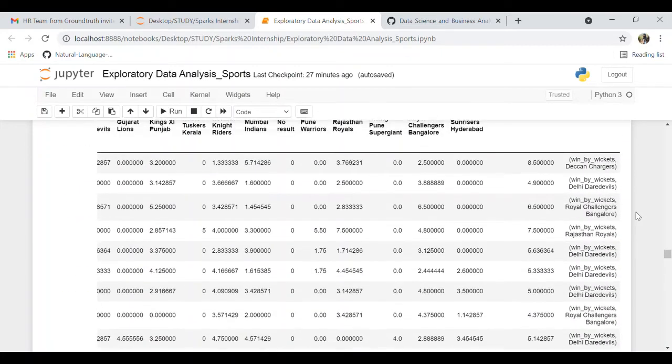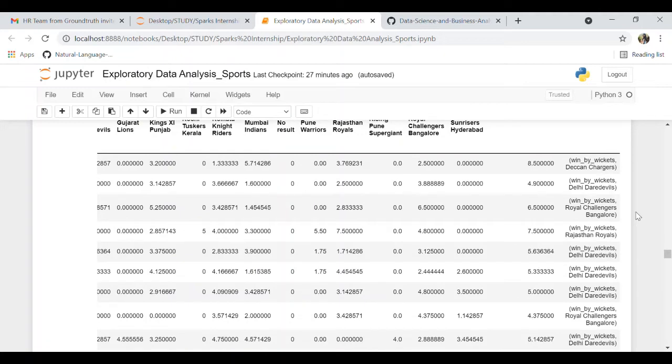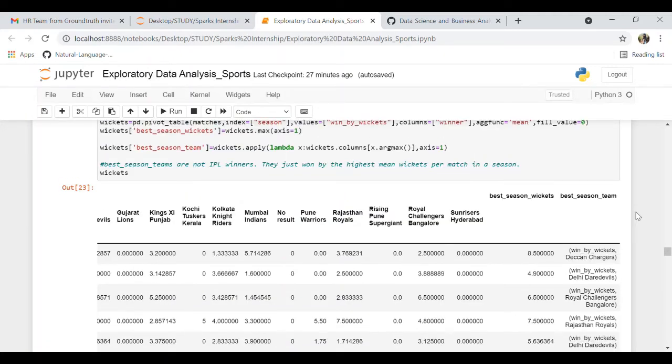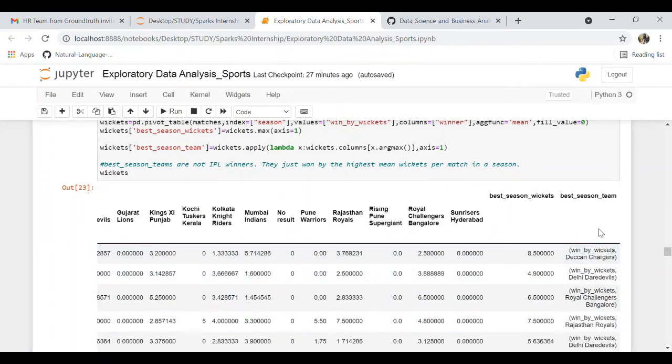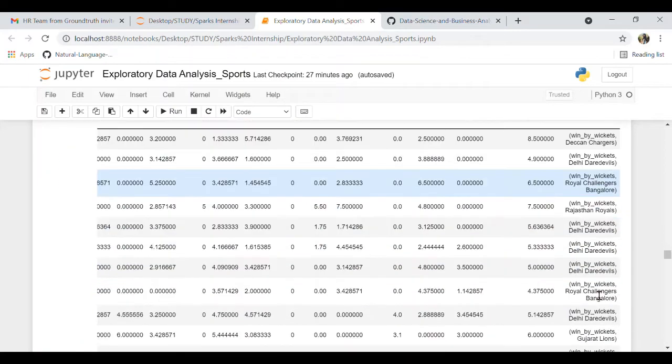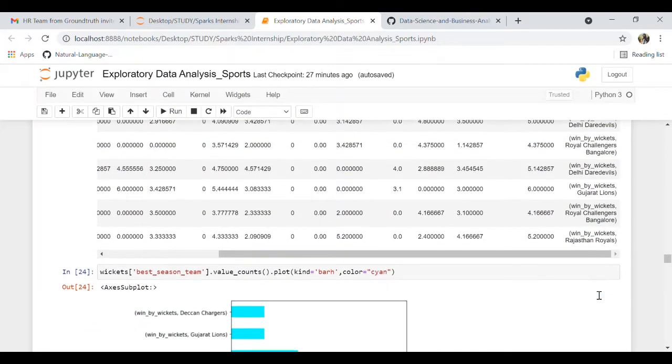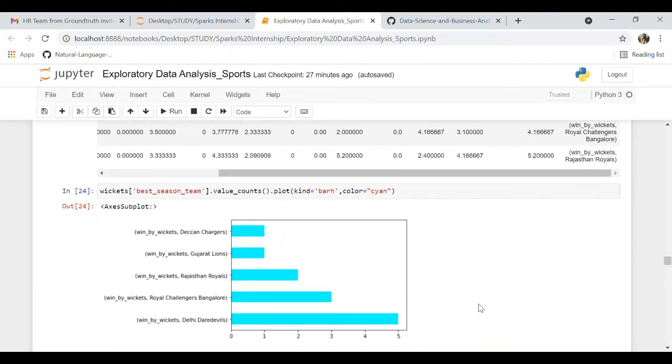So what is this win by wickets? That is when a team wins after bowling first, right? So then it has won by wickets, and this is the average values of such data. And if we try to find out what is the highest value for such win by wickets per season, it gives me the names of such teams. And here this gives a count plot of the same.